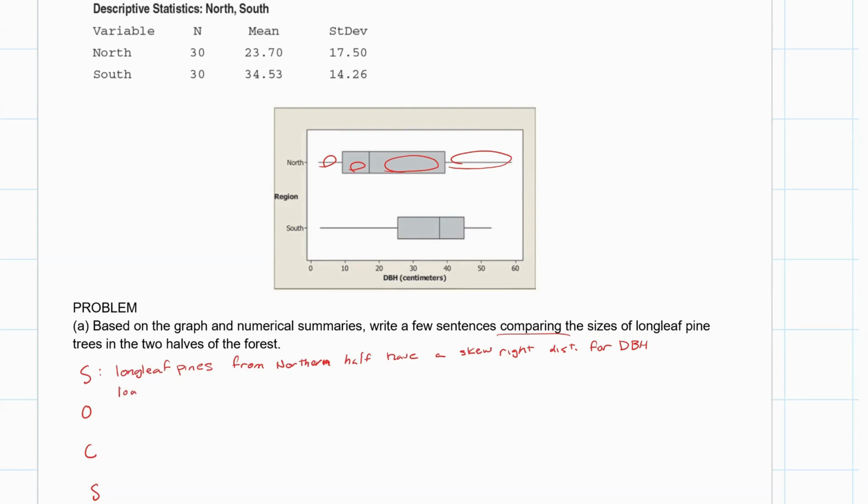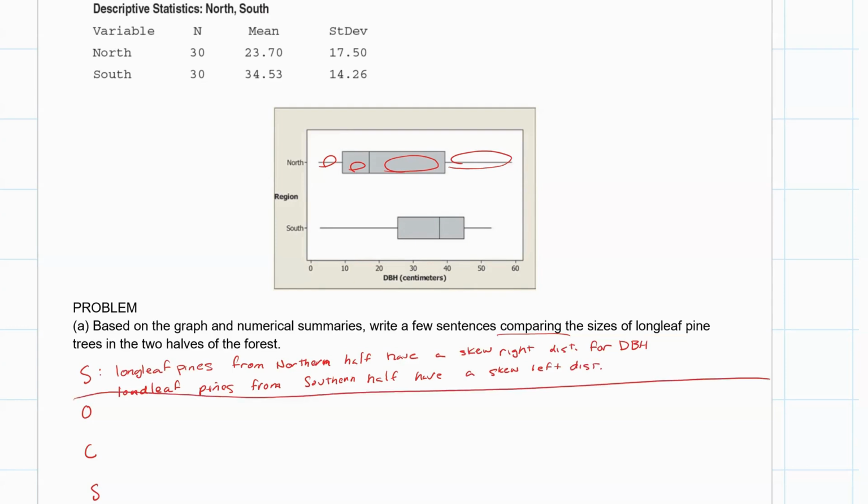Whereas the longleaf pines from the southern half have a skew left distribution. All right, so we've handled the shape. What about the outliers? Well, since these are box plots and there are no separate dots, we can remark that neither distribution has outliers.